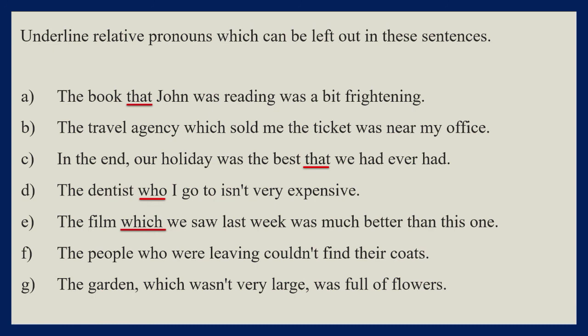F. The people who were leaving couldn't find their coats. The people. What people? The people who were leaving. The first question checks. This is a defining relative clause. The next question, do we have a new subject after the relative pronoun? No, we don't. So no, we cannot remove it from the sentence. G. The garden, which wasn't very large, was full of flowers. In here, the first question doesn't check because this is a non-defining relative clause and we cannot remove or leave out the relative pronouns from a non-defining relative clause.